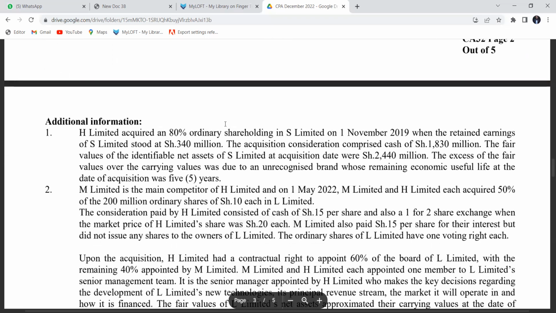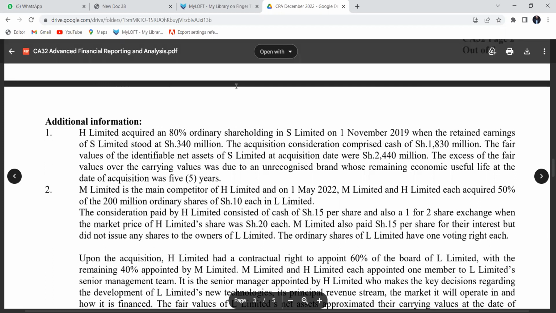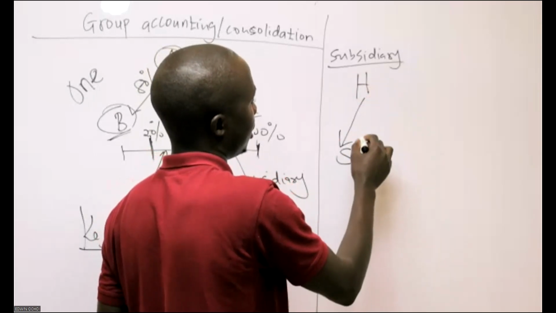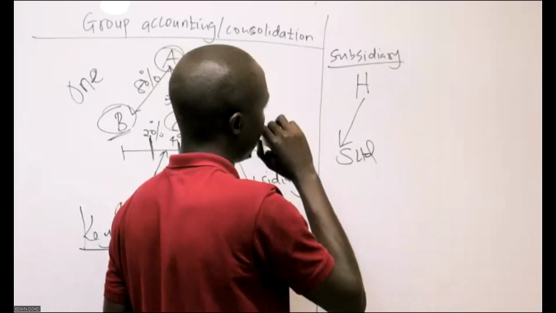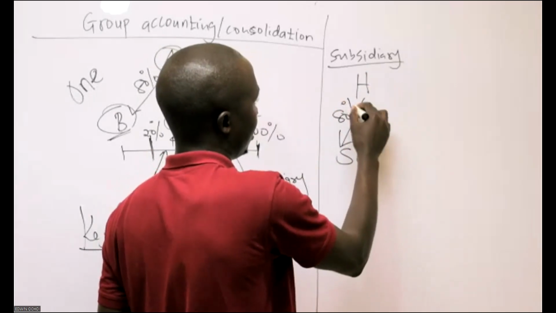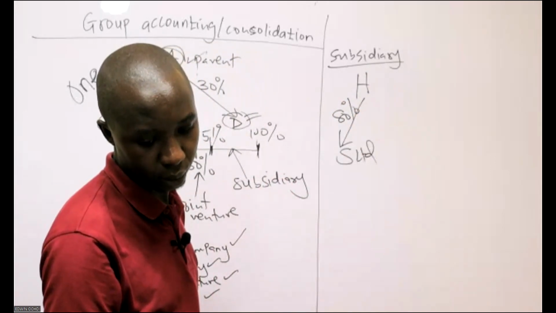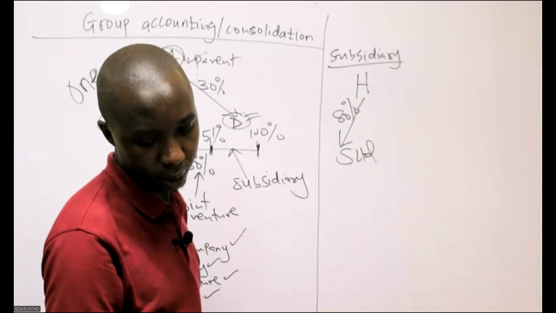So let's go to note 2. They said M is the main competitor of H. Not even note 2, note 1, they said H acquired 80% of the shareholding of S. So H had acquired what? S. H had acquired 80% of S Limited. So 80%.